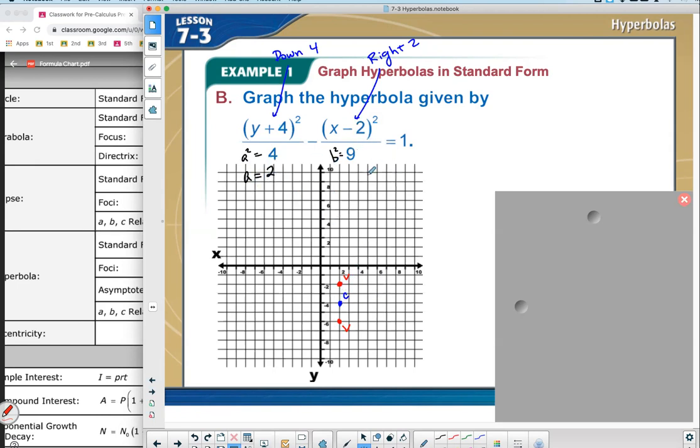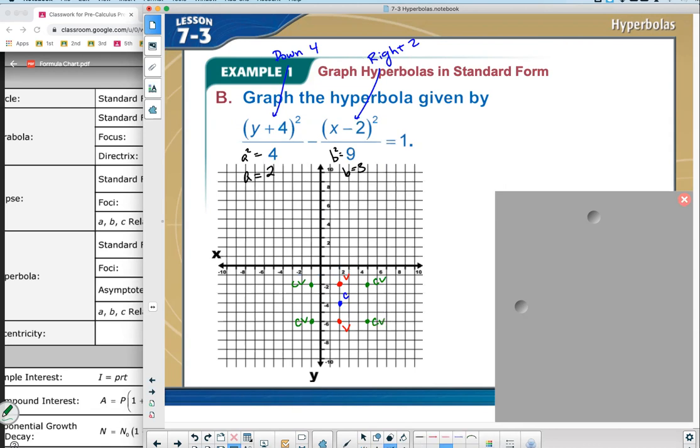Okay, now on an ellipse, we would go left and right 3 units from the center. And I'm getting 3 because the square root of 9 is 3. For an ellipse, you'd go from the center left and right 3. What's different on a hyperbola is you go from your vertices 1, 2, 3. That's a co-vertice. 1, 2, 3. Co-vertice. 1, 2, 3. Co-vertice.